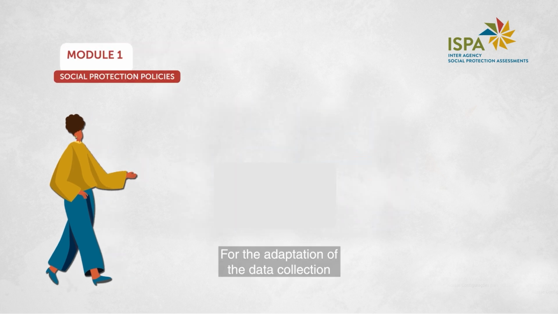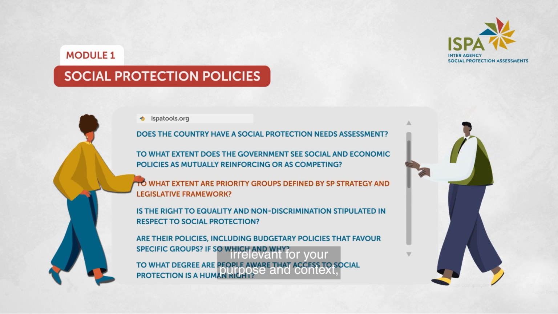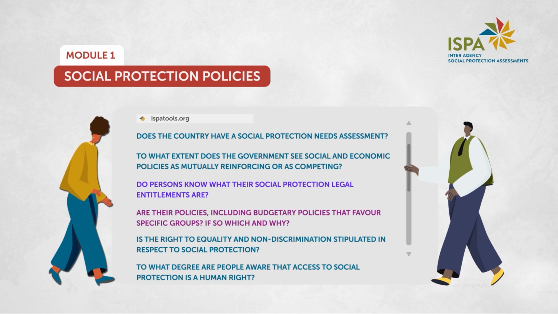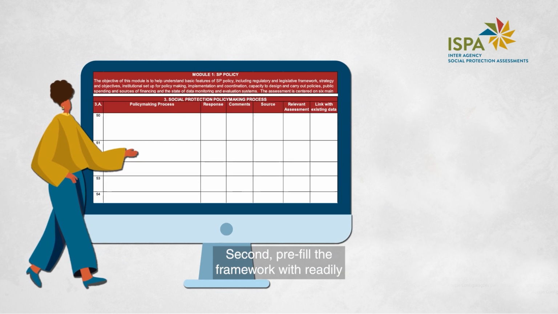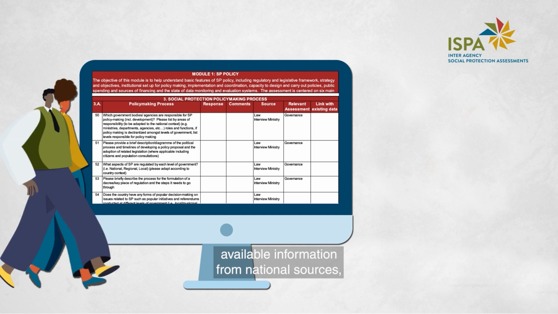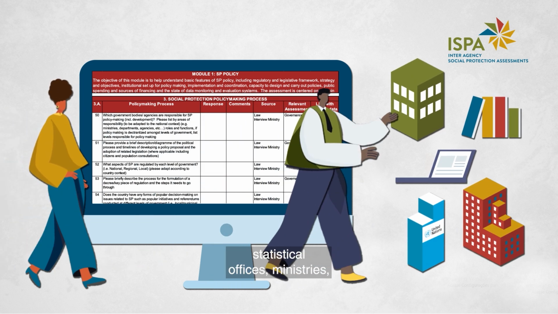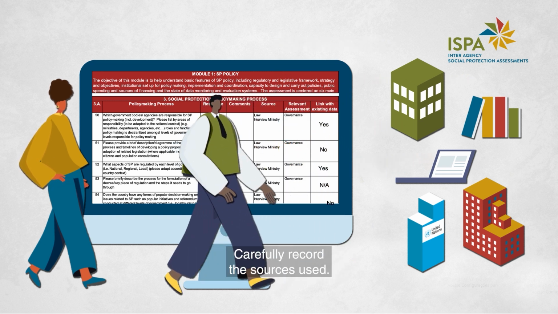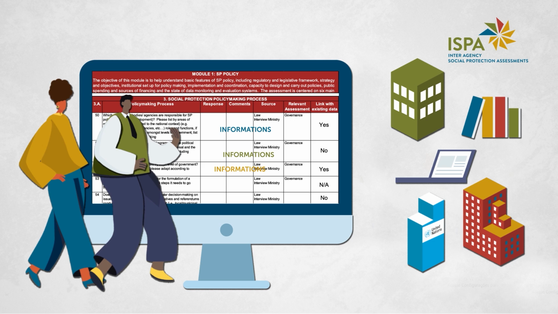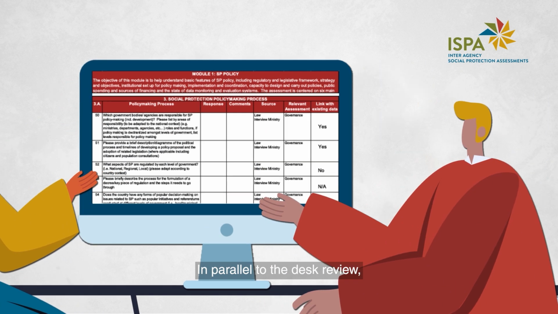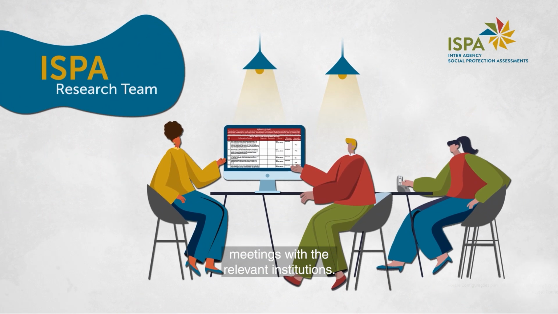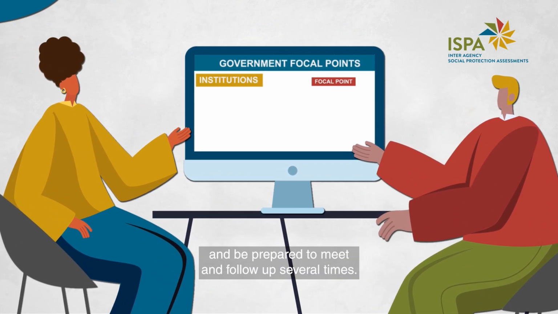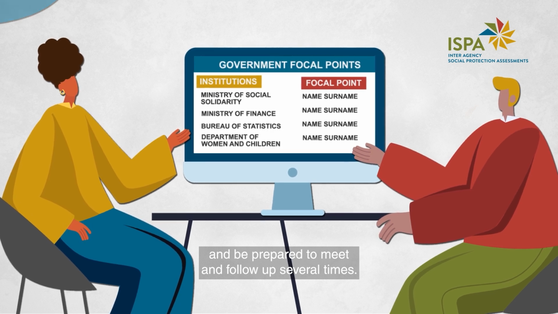For the adaptation of the data collection framework, delete questions that are irrelevant for your purpose and context, and add questions that may be missing. Second, pre-fill the framework with readily available information from national sources, statistical offices, ministries, your institution or relevant organizations, and development partners. Carefully record the sources used. In parallel to the desk review, plan the interviews and schedule meetings with relevant institutions. Find focal points in each institution and be prepared to meet and follow up several times.